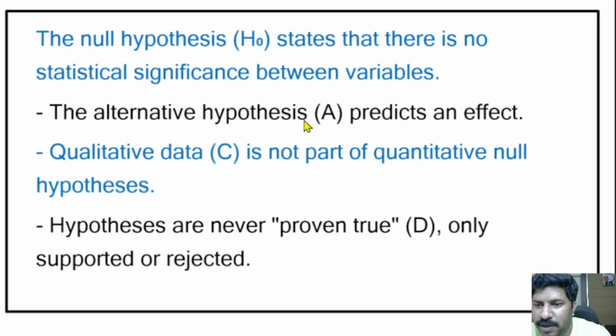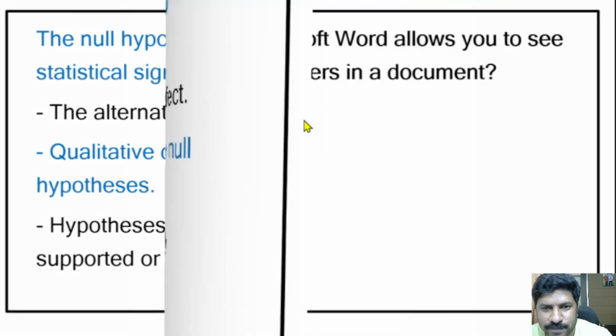A null hypothesis in a quantitative research study is a statement that says there is no relationship, no effect, or no difference between the variables being studied. In simple words, when the null hypothesis is rejected, it suggests that a real relationship or effect exists. So that is called the alternative hypothesis. If there is a relationship between variables, then it is called the alternative hypothesis.